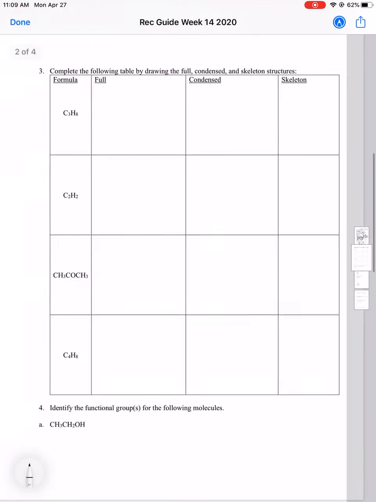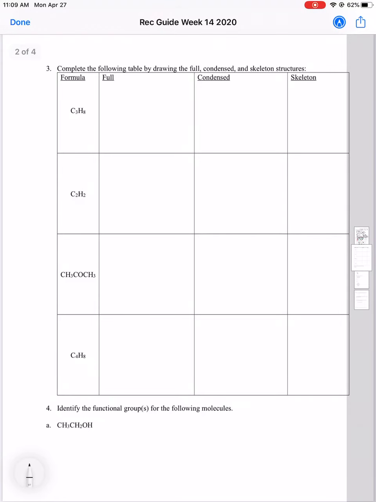That's good. Complete the following table by drawing the full, condensed, and skeleton structures. Okay, so C3H8. Let's start out by just drawing 3 carbons and figuring out how to get 8 H's on them. It looks like we can just give all the carbons hydrogens until they have 4 bonds each. That gives us 1, 2, 3, 4, 5, 6, 7, 8 hydrogens.